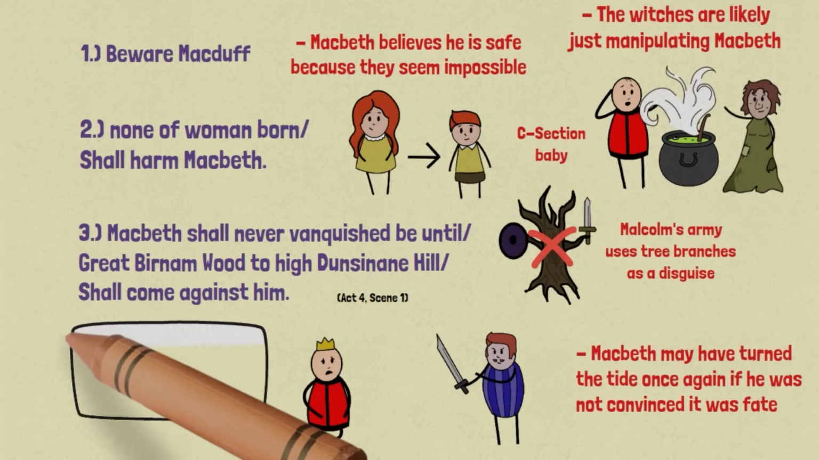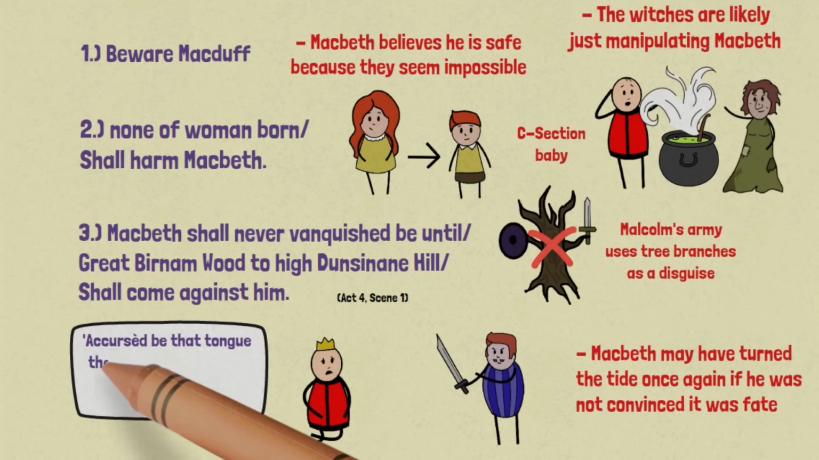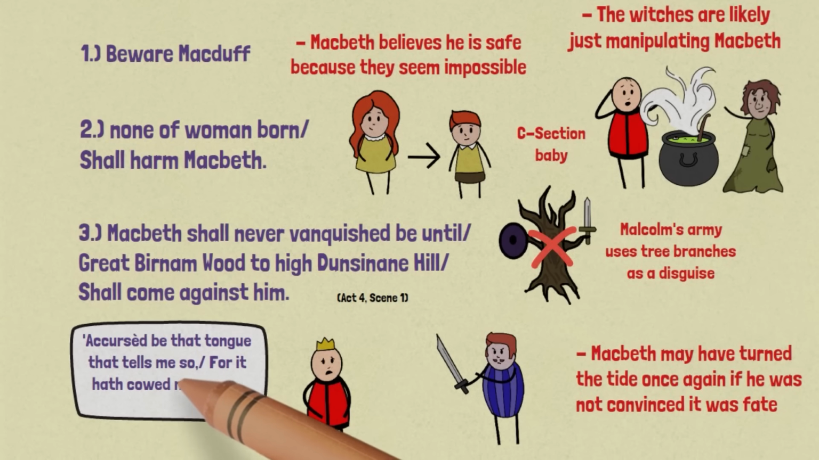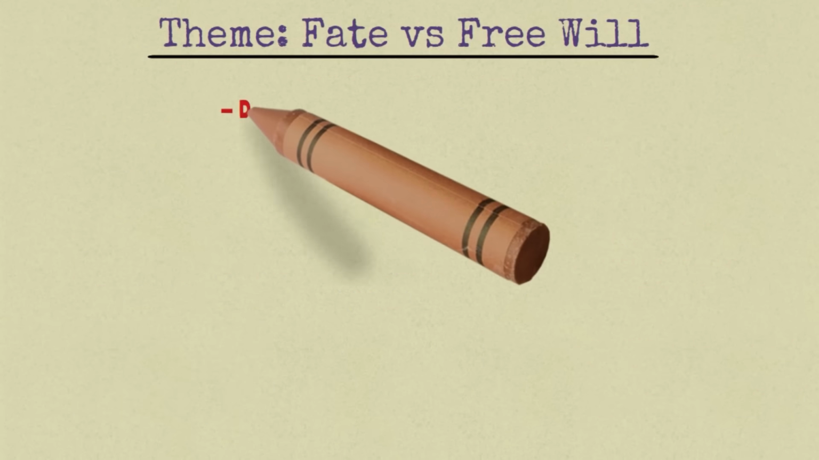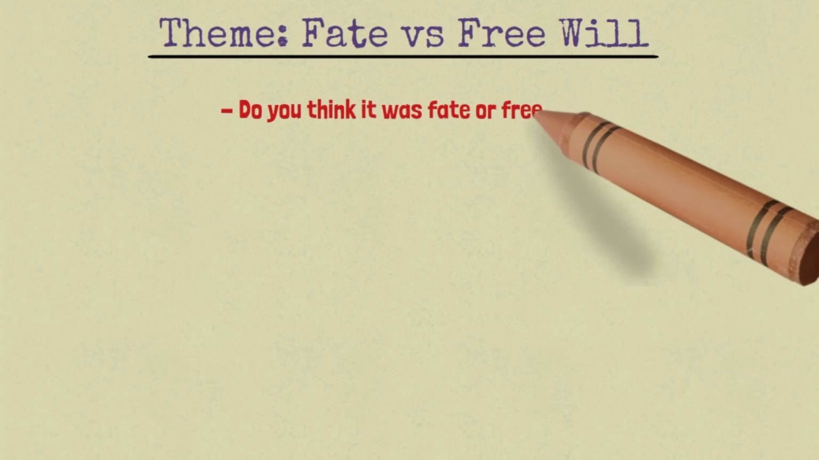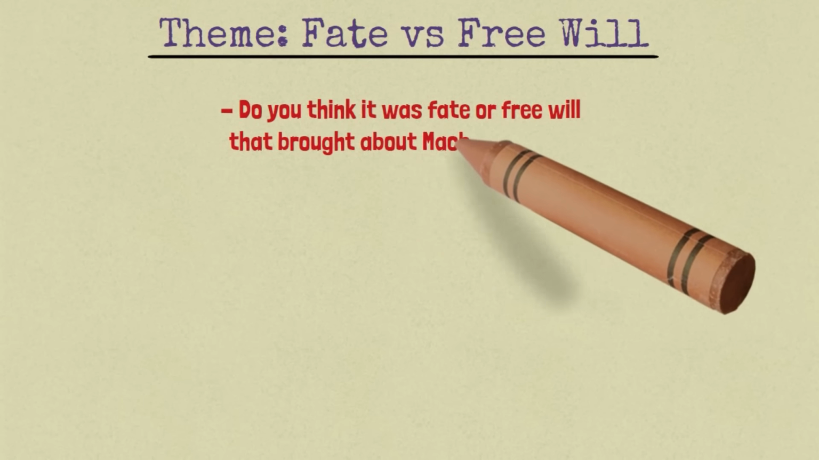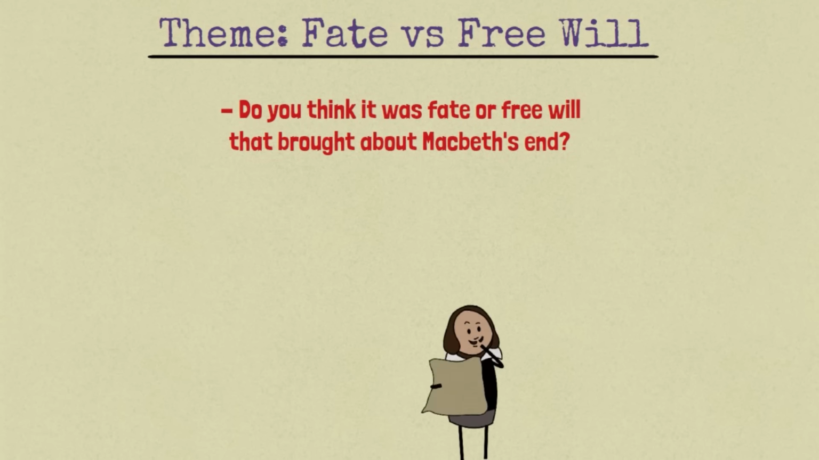He admits that Macduff's revelation has cowed my better part of man, so even though he goes out fighting, he has already been defeated inside. It's up to you whether you think fate or free will brought about Macbeth's end, but Shakespeare's own life seems to argue for free will.